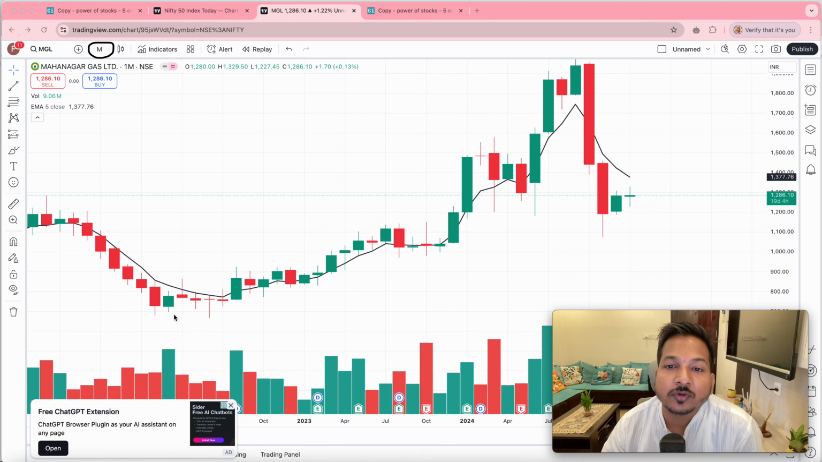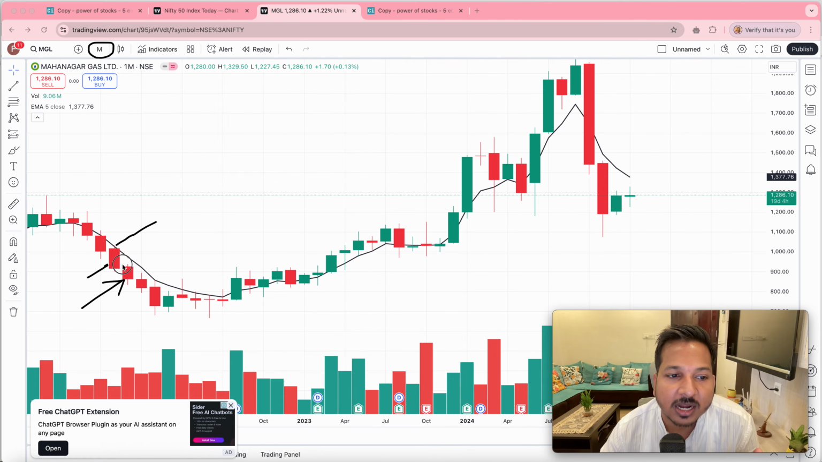Now you have to use this only for buying, because you cannot sell stocks in the cash market. For that you have to go to the futures market. So what we have to do is mark the monthly candles which are not touching the 5 EMA. This candle is touching the 5 EMA, you can see, so this is not in our system. This candle is not touching the 5 EMA.